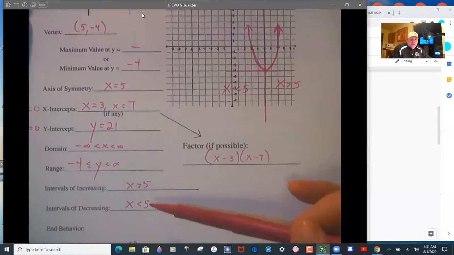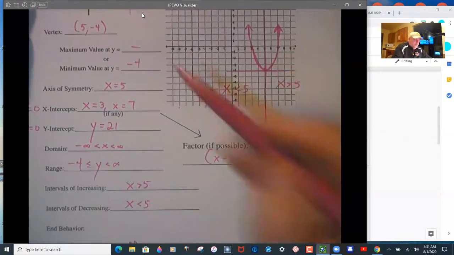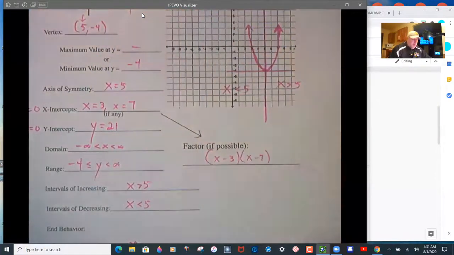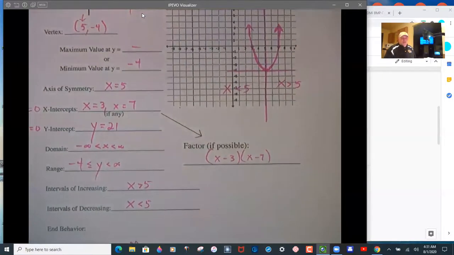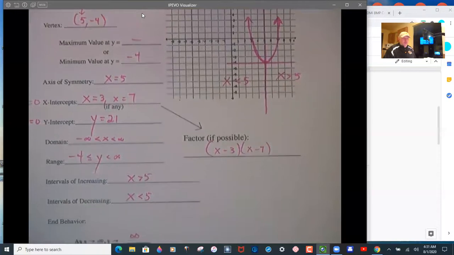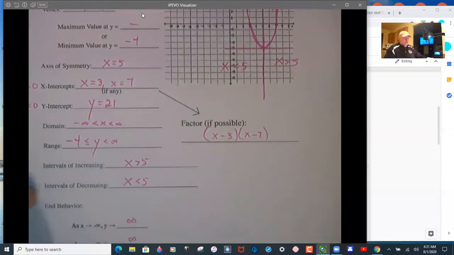So the 5s here, back on the intervals of increasing, that comes from the x value of the vertex. So a lot of this is based upon the vertex. So you have to get that right. If you don't get that right, things will fall apart. And then last, problem 5. We'll go a little faster on problem 5.